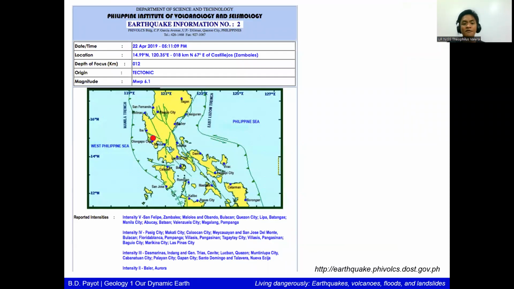Okay? If there is an earthquake, PHIVOLCS regularly publishes information regarding the epicenter, where the earthquake is located, what its magnitude is, and what type it is. Is it tectonic, volcanic in origin? It also gives the intensity of the earthquake, which tells us how destructive it was. If its intensity is 5 like this, then it must have been quite destructive already.